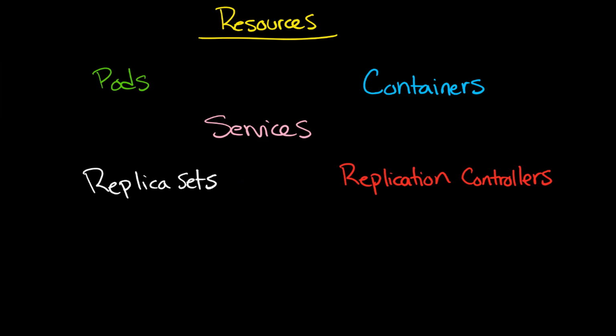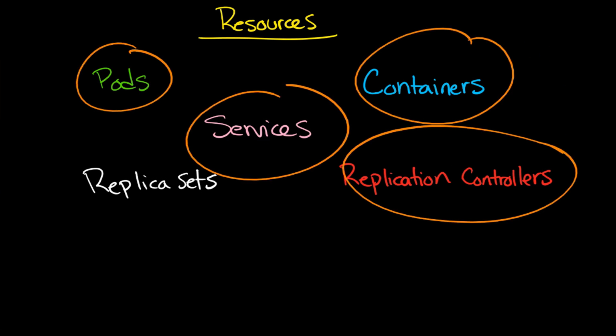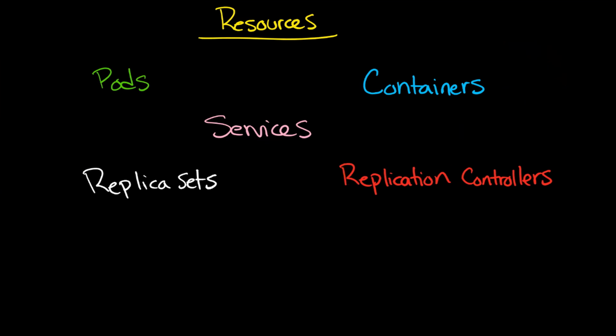At this point, you've probably heard of pods, services, containers, replication controllers, and replica sets, but it may not be particularly clear what the order is. What is the largest of these things? What's the smallest, and how are they related to each other? And by things, we should be specific and point out that they are actually resources in the language of Kubernetes.